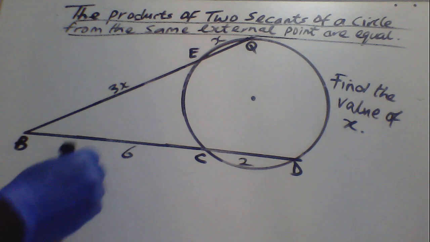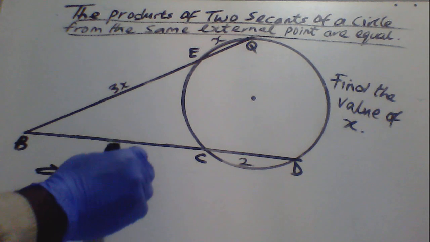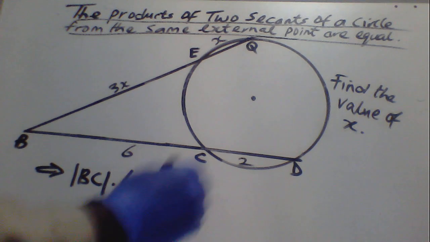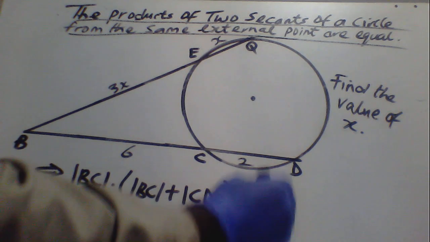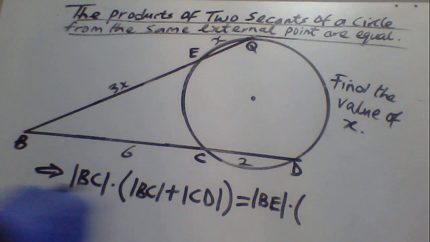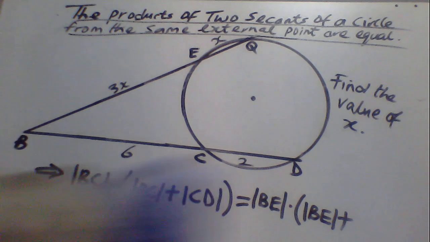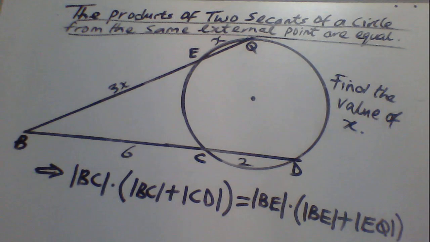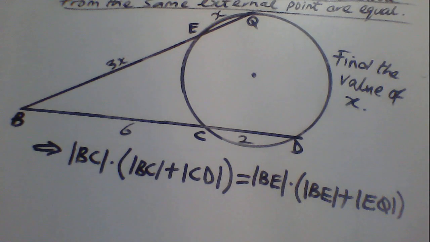This implies that BC multiplying, in this case, BC plus CD is equal to BE multiplying BE plus, in this case, EQ. That is what the theorem states. So with this knowledge, we can find the value of x.